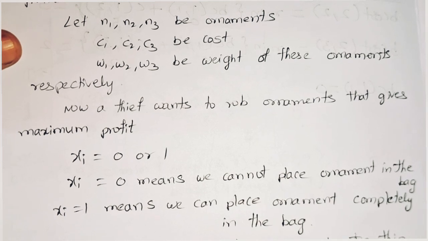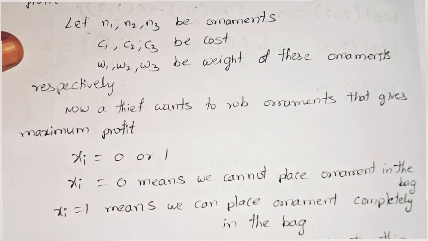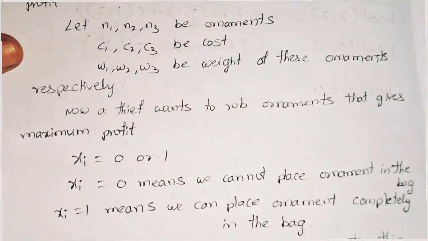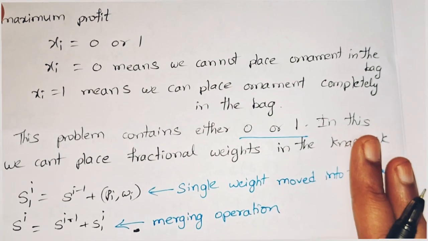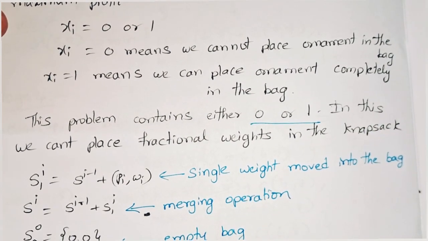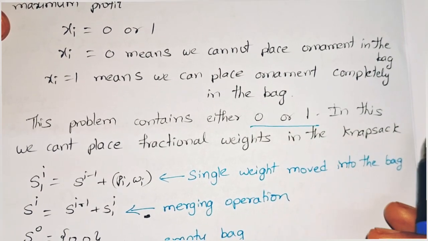But in the greedy method, we add a fractional part of the item. That means that item we can divide, but an ornament we can't divide, right? So this problem contains either 0 or 1. In this, we can't place fractional weights in the knapsack. That's why it is called the 0/1 knapsack problem.